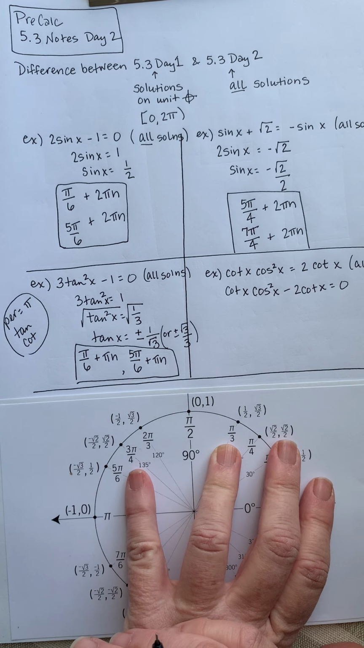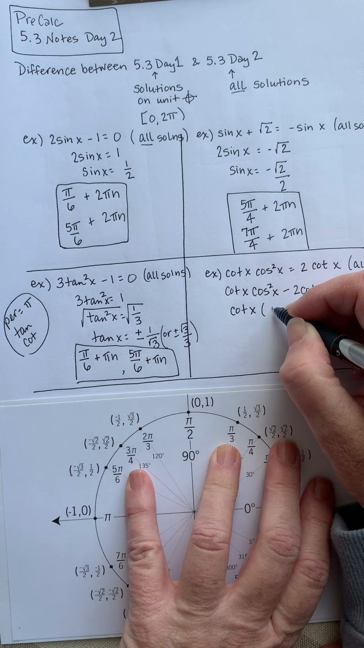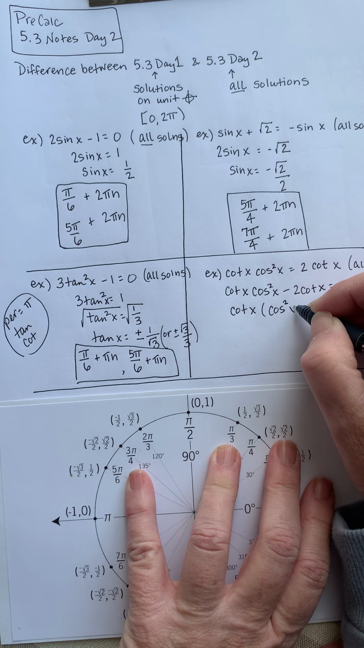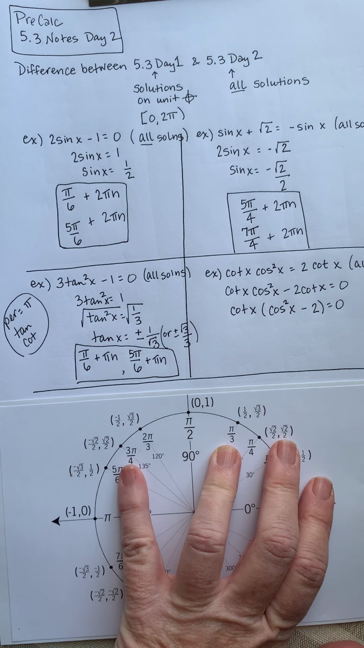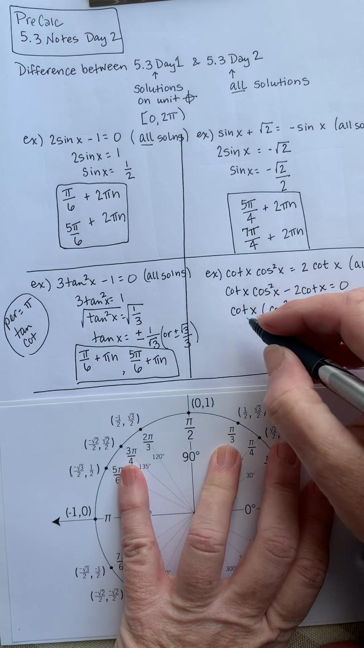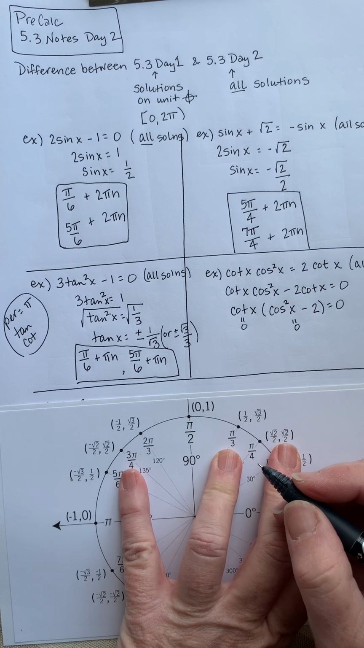I think I could do GCF factoring and take out a cotangent. And I'm left with cosine minus 2. Okay, I'm going to set each of these equal to 0. Set this equal to 0, and I'm going to set this parenthesis equal to 0.